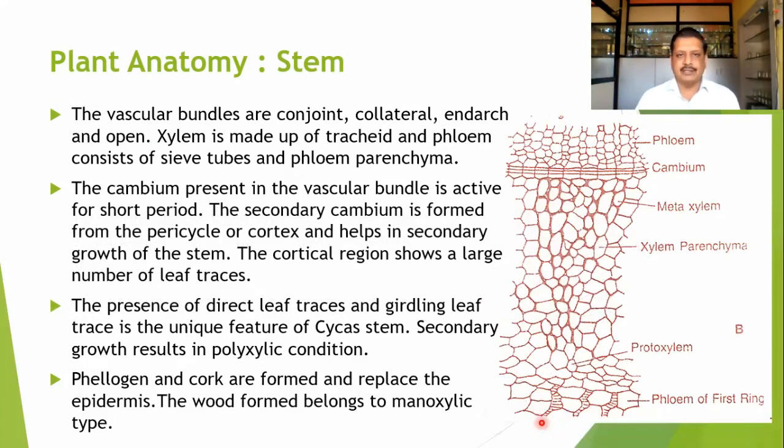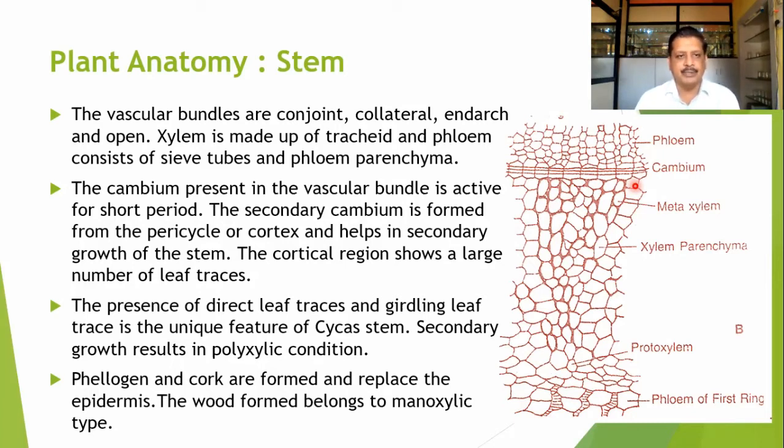The vascular bundles are conjoint collateral. They are basically endarch type of vascular bundles and they are open. Xylem is made up of tracheids and the phloem consists of sieve tubes and phloem parenchyma. Here you can observe the phloem and phloem parenchyma, and the phloem of the first ring. This is the xylem parenchyma, and the metaxylem and protoxylem elements are present there. The cambium present in the vascular bundle is the active zone. This cambium zone is always active, but only for a short period, because perennial plants are there.